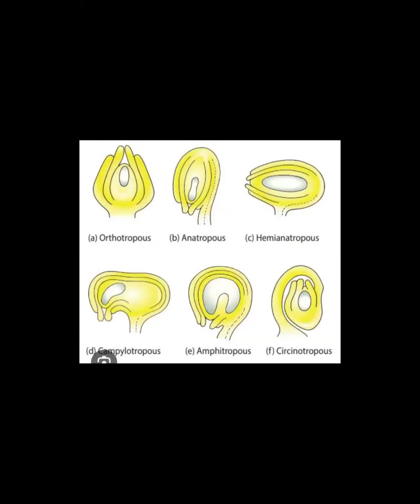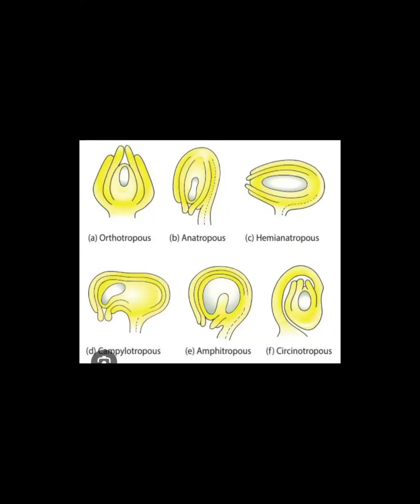It is supposed to be a primitive type and not very common in angiosperms. Examples for this: Polygonaceae and Piperaceae. Please remember this. All examples are very important. I will ask some questions after the class. So the first one is the atropous or orthotropous ovule. Examples are Polygonaceae and Piperaceae.